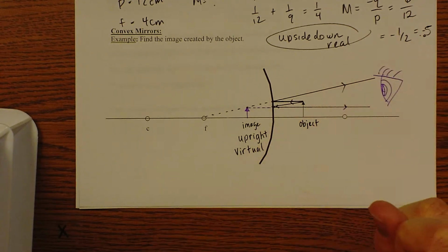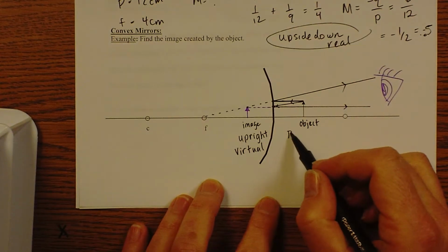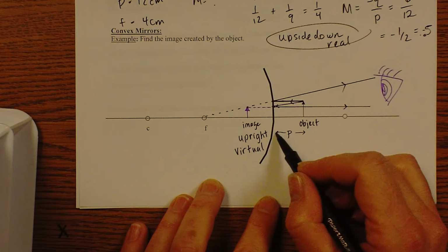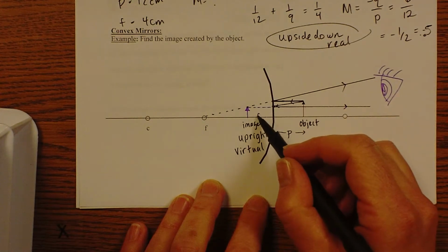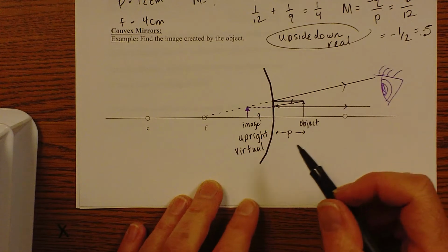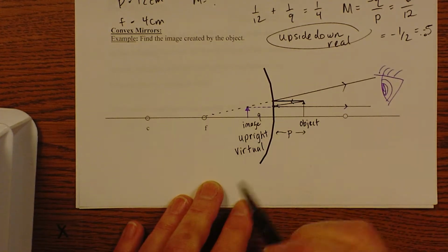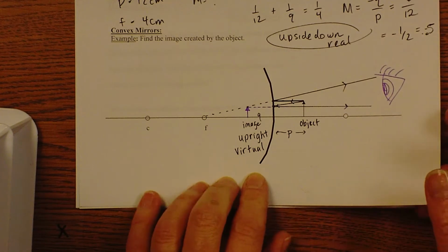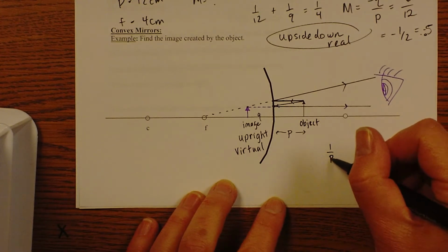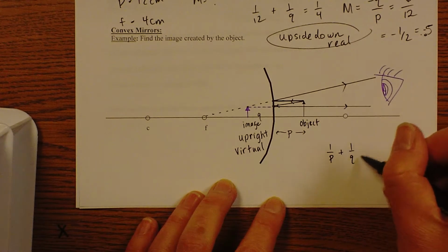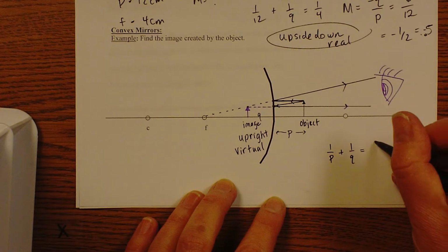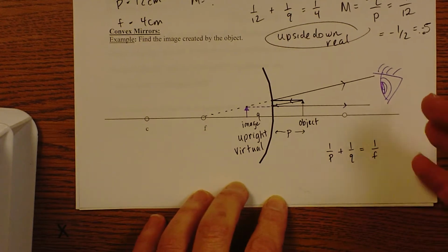Here's my object. Once again, we're going to define P as the distance between the object and the mirror. Q would be the distance between the image and the mirror, and F is the focal length of the mirror. We can still use the same equation for mirrors: 1 over P plus 1 over Q equals 1 over F.